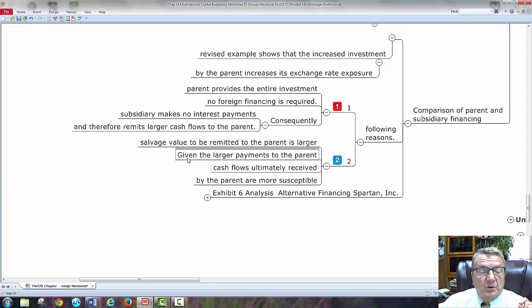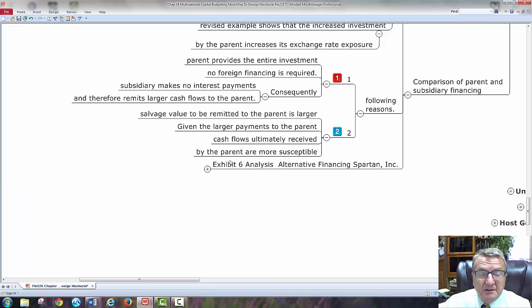Okay? Okay, 2. Salvage value to be remitted to the parent is larger. We went from, remember, if it was because of the subsidiary loan, I got back only 12, and here I got back 22 million. Okay? Giving larger payments to the parent, that's what I want, to take care of the parent. Maybe good for the subsidiary there, but I'm always looking at the parent. Always looking at the parent. Your job is to take care of the corporate. The other things are just branches that make the corporation strong. That's what you have to do with MMC International.